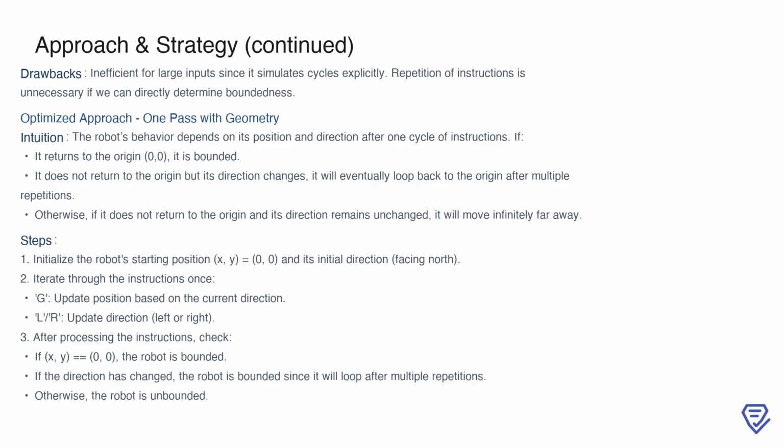To implement this, we initialize the robot's position and direction, then process the instruction string in a single pass. For each instruction, we update the robot's position when it moves forward, or adjust its direction when it turns left or right. After processing the instructions, we evaluate the final position and direction to determine whether the robot is bounded.